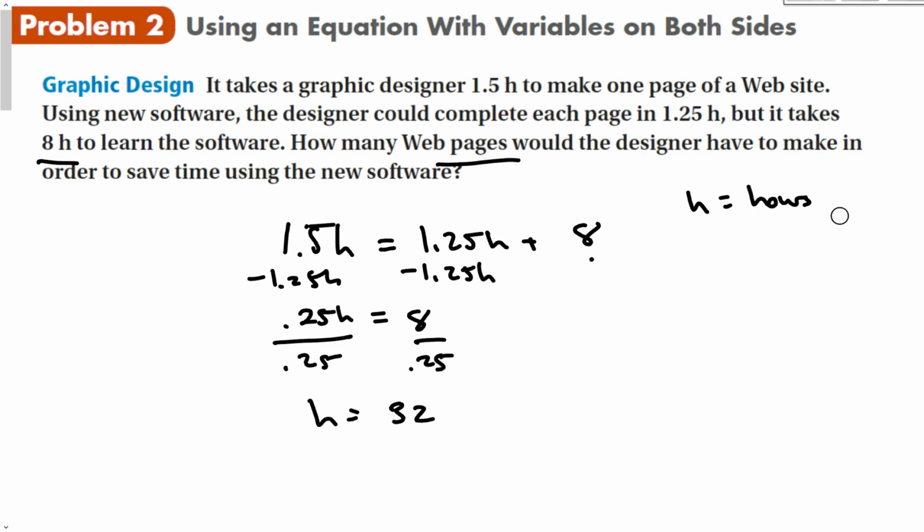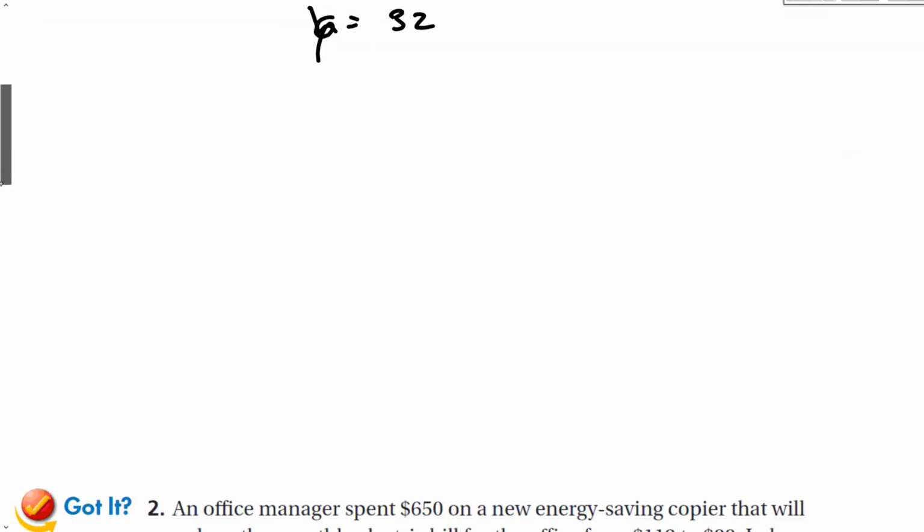Okay? So, a little mistake here, right? We should have used my variable as pages. Everything else should be the same. After 32 pages, the new software and the old software will be the same. And at 33 pages, it's now cheaper to use the new software. Sorry about that.